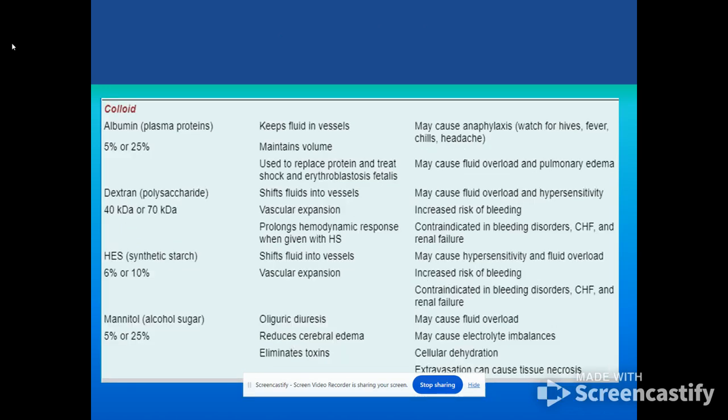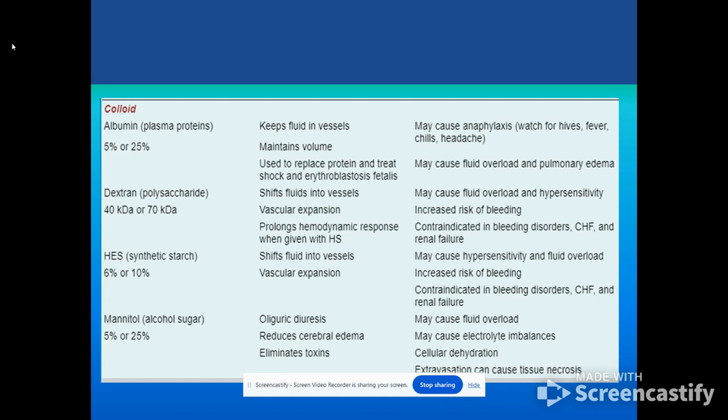Colloids. Colloids are solutions that contain very large molecules that do not pass through the cell membrane. They remain in the intravascular compartment and expand the intravascular volume. Things like this are albumin, 5 or 25% albumin. It keeps fluid within the vessels and maintains volume. This is typically used in patients with shock as it is a volume expander. It can cause anaphylaxis, so we need to watch for hives, fever, headache. It can also cause fluid overload and pulmonary edema.